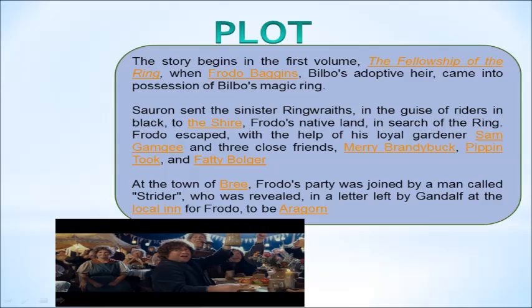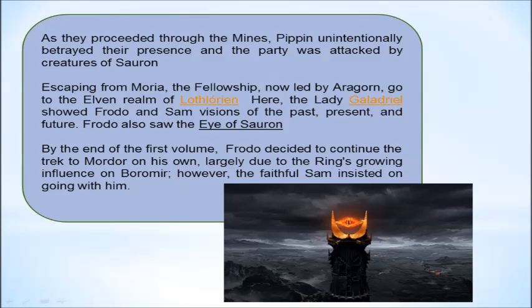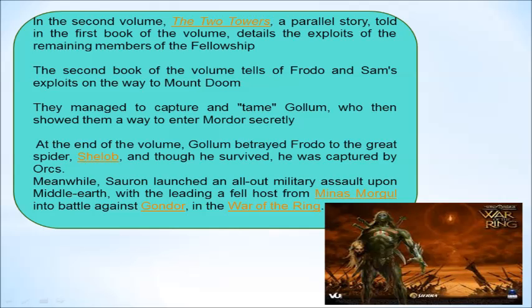Frodo volunteered for the task, and a Fellowship of the Ring was formed to aid him, consisting of Frodo, his three hobbit companions, Gandalf, Aragorn, Boromir of Gondor, Gimli the dwarf, and Legolas the elf. Their journey took them through the mines of Moria, where they were being followed by the creature Gollum, whom Bilbo had met in the goblin caves of the Misty Mountains years before. Gollum long possessed the ring before it passed to Bilbo. Gandalf explained that Gollum belonged to a people of hobbit kind, before he came upon the ring, which corrupted him.